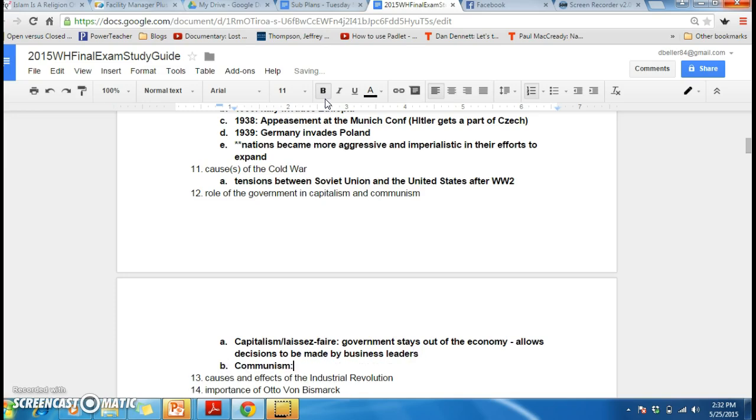Communism. And Karl Marx says that, in true communism, there will eventually be no government. But the role of government in a communistic economy, most of the time, the government will make the decisions and own the factors of production: land, labor, and capital.